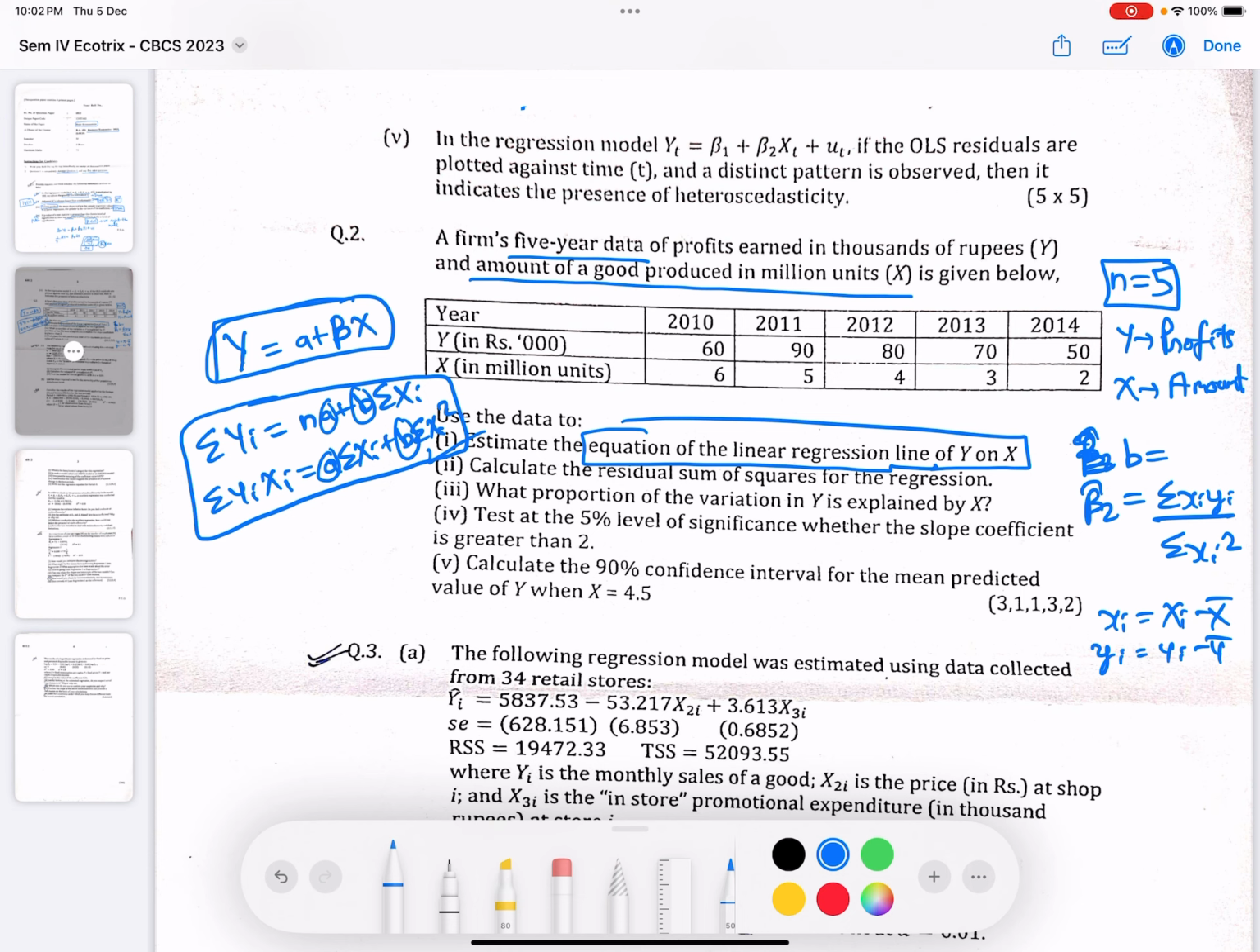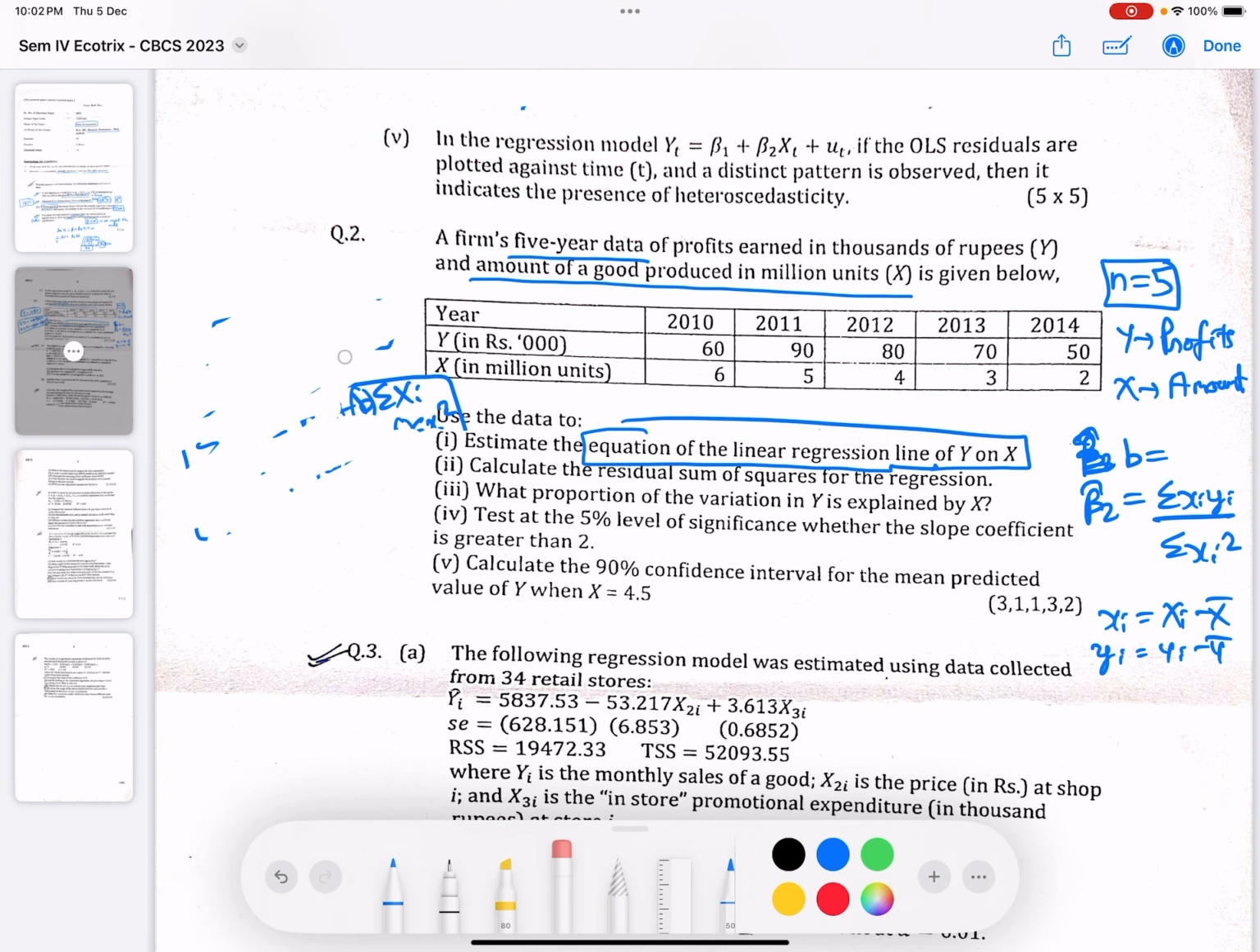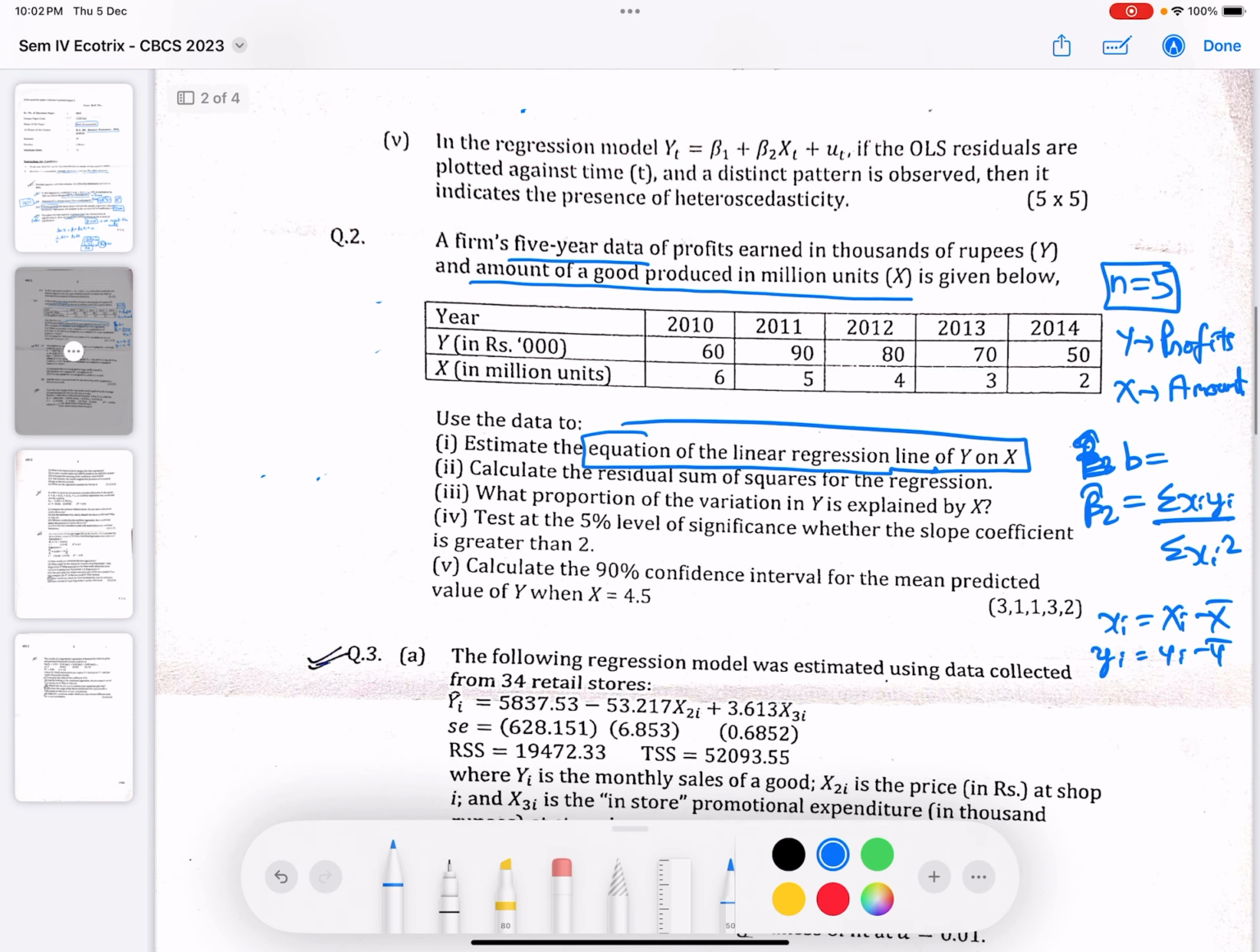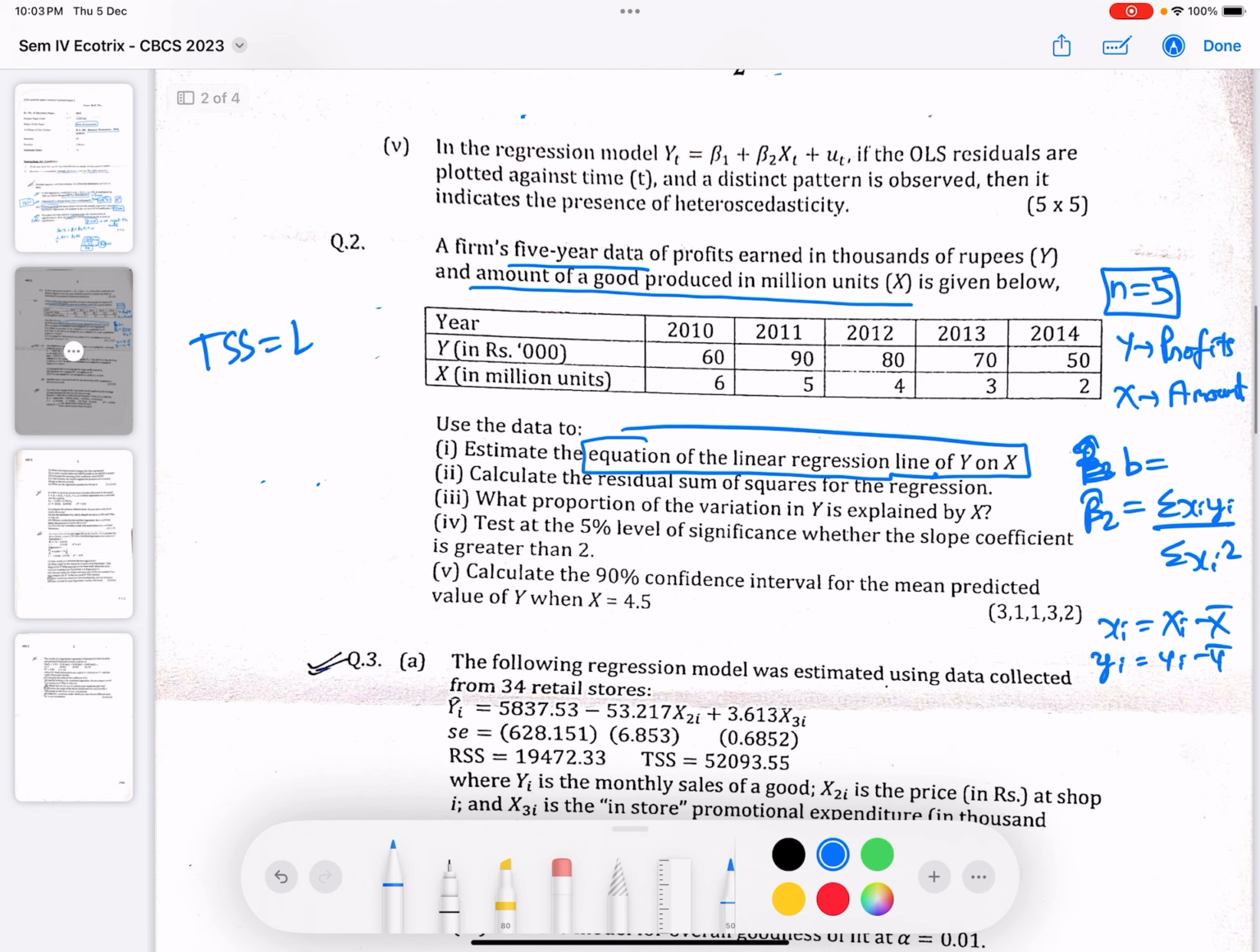Now, okay, so we are done with the first two parts. In the second part, we are supposed to find the residual sum of squares. We have total sum of squares, which equals explained sum of squares plus residual sum of squares. Explained sum of squares in this case would be beta 2 hat square summation xi square.